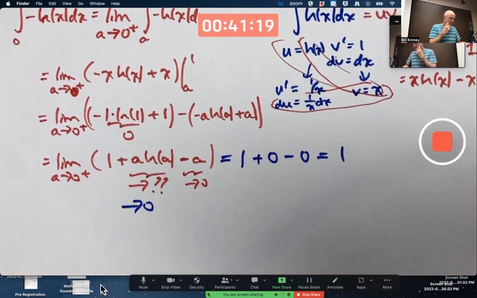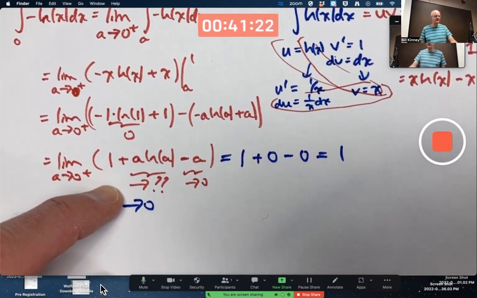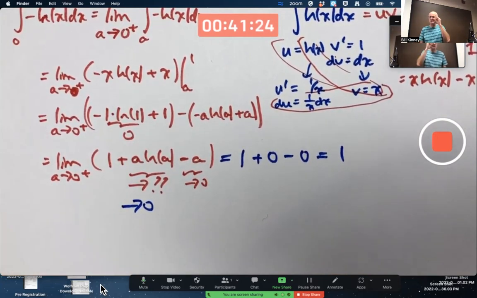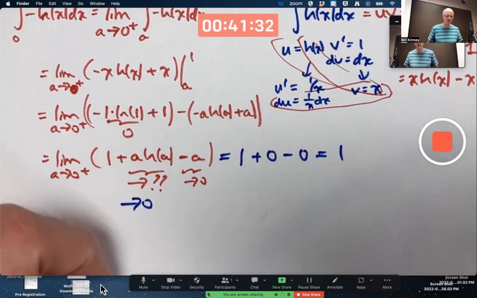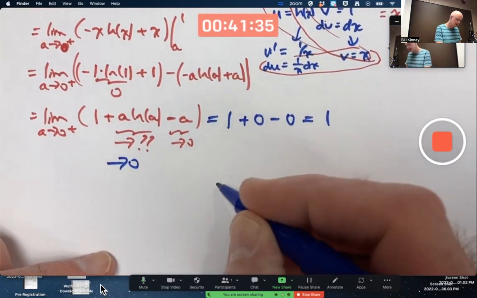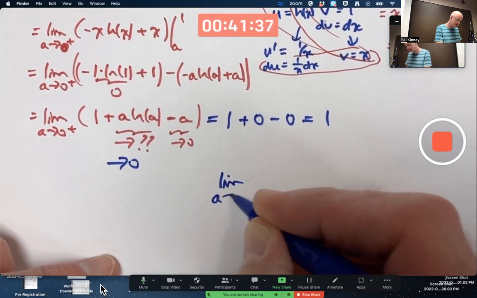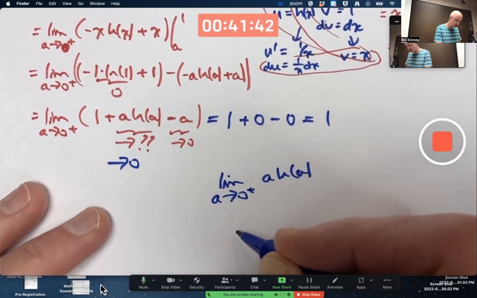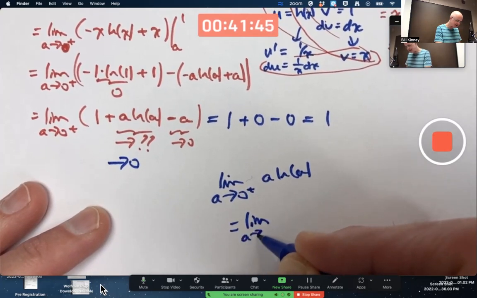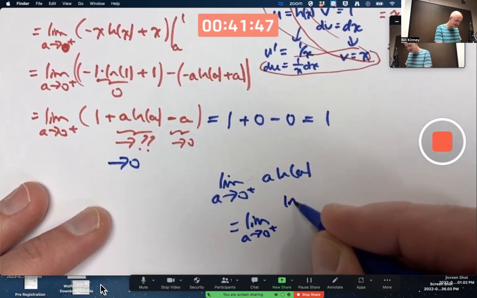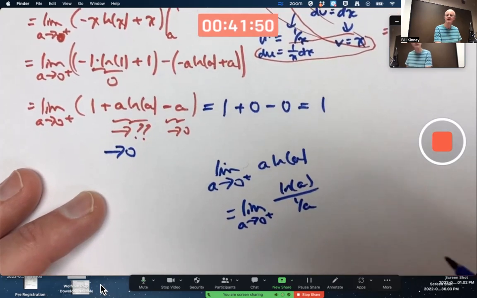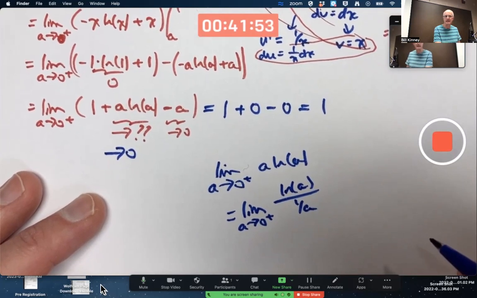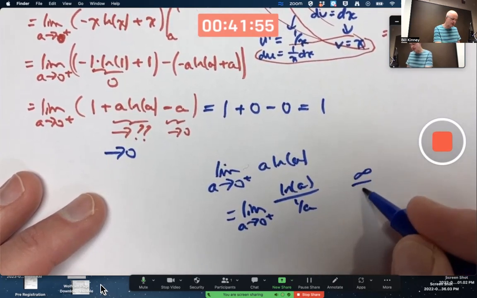Not a proof. If you were to prove more rigorously that this goes to 0, what could you do? You could technically use L'Hopital's rule with a bit of a trick. It's a 0 times infinity indeterminate form. Okay, I might as well do it. Limit as a goes to 0 from the right of a times natural log of a. To use L'Hopital's rule, you've got to write that as a fraction. Write it as natural log of a divided by 1 over a. Bit of a trick. Now it's an infinity over infinity indeterminate form.